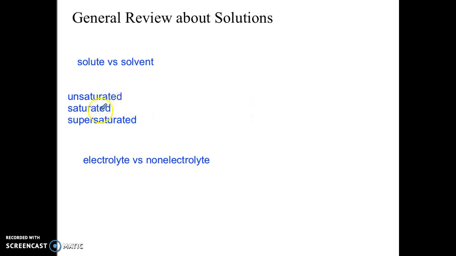Terms like unsaturated, saturated, supersaturated, again, were covered in chapter 4 or in our first-year course. So you should review those terms, and you should also review what it means to be an electrolyte versus a non-electrolyte. You don't have to worry so much about weak or strong electrolytes. We will get into that when we get into acids and bases in chapter 14. But you should review what really is an electrolyte and a non-electrolyte.